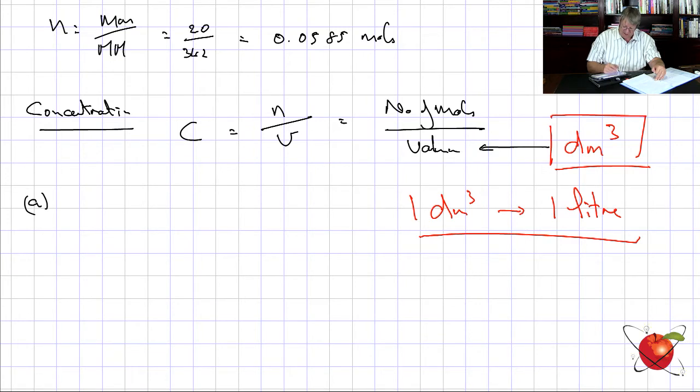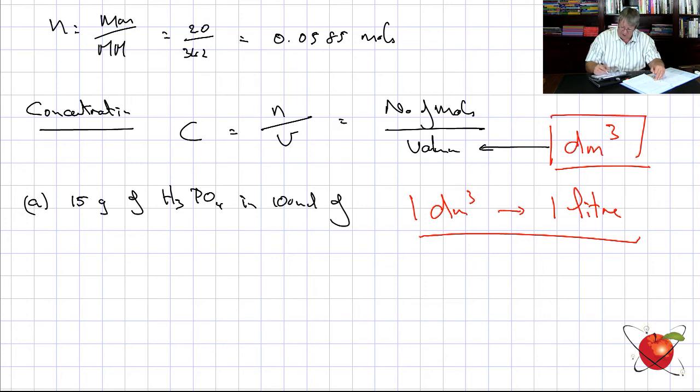Calculate the concentration. All right, A. So they say 15 grams of H3PO4 in 100 ml of H2O. Well, first of all, I have to get n. Always go for number of moles. That's where we're headed. So how do I get n?